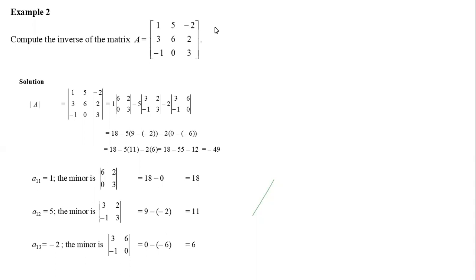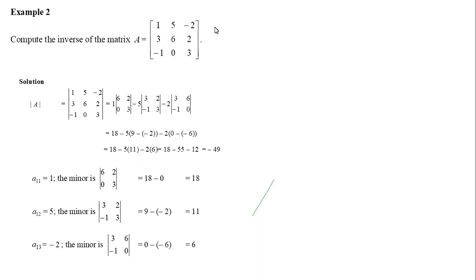What is the minor of 6? Is it minus 5 or 5? The minor of 6 is 5. 3 times 1 minus 1 is 1.